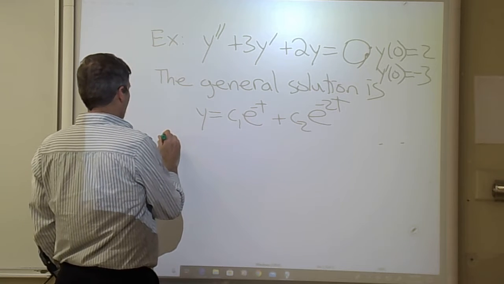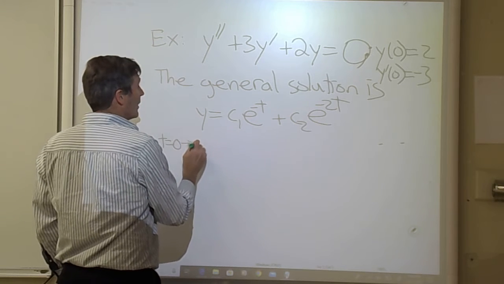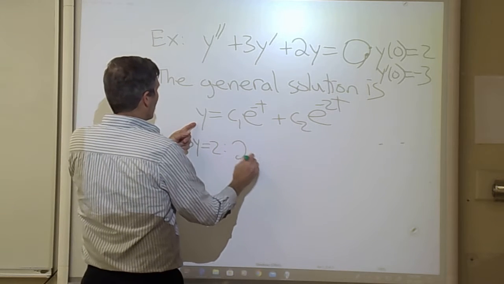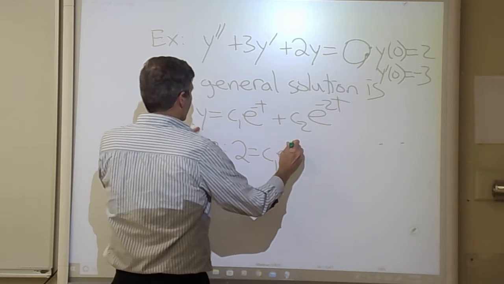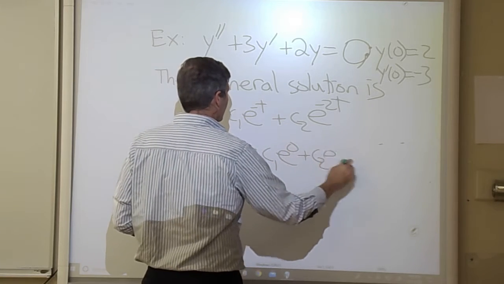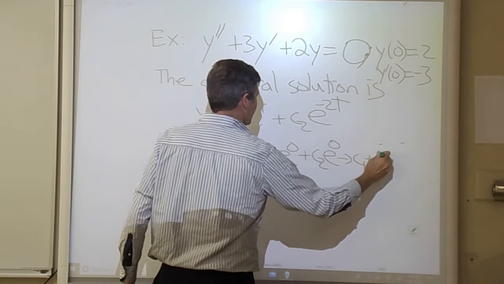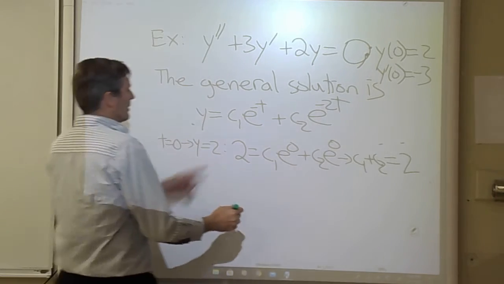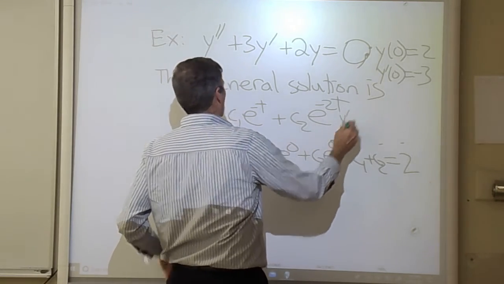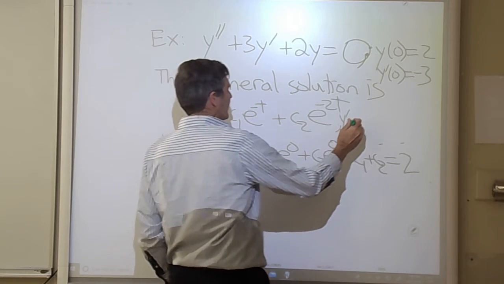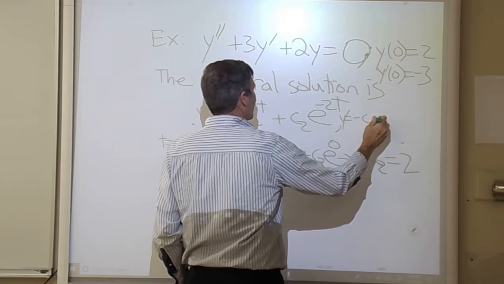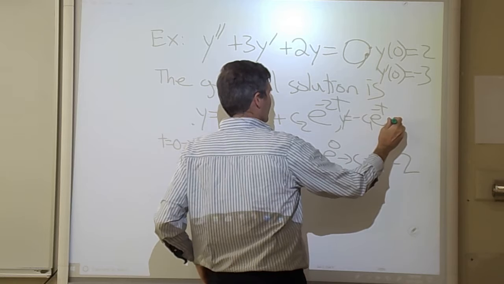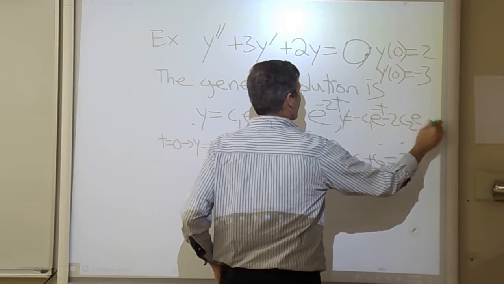The first one says when t equals 0, y equals 2, and so we put 2 in for y, times c1 e to the 0 plus c2 e to the 0, which says that c1 plus c2 equals 2. Then we need to calculate y prime. Let's do it over here on the side. The derivative of e to the minus t is minus e to the minus t, so y prime is minus c1 e to the minus t. The derivative of e to the minus 2t is minus 2 e to the minus 2t, so this is minus 2 c2 e to the minus 2t.